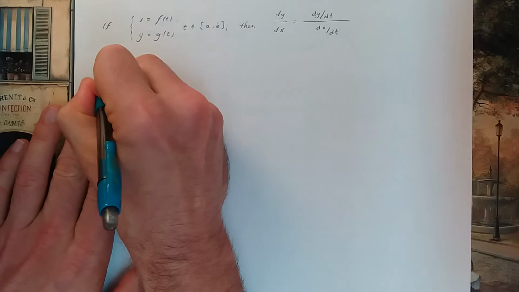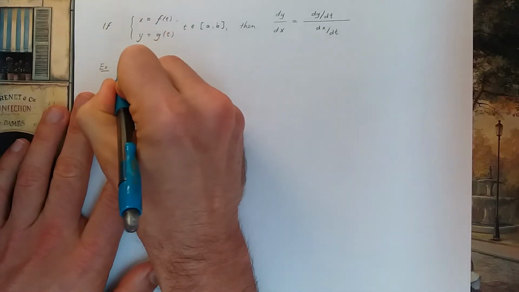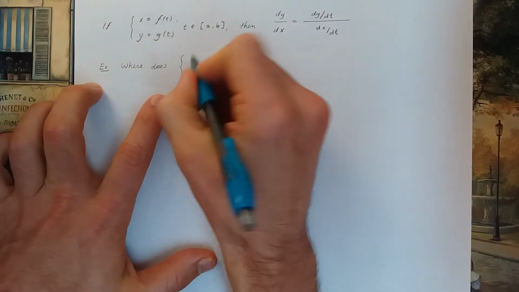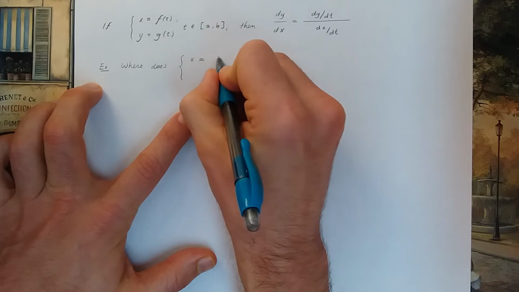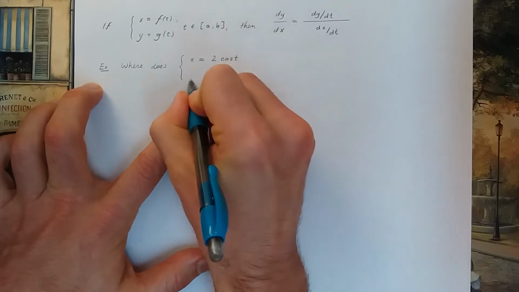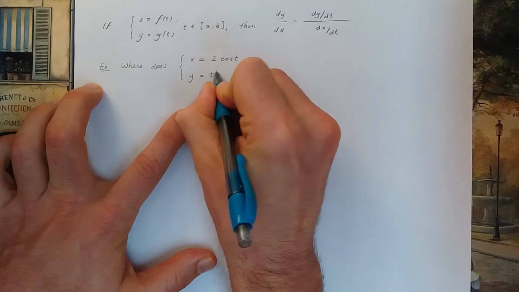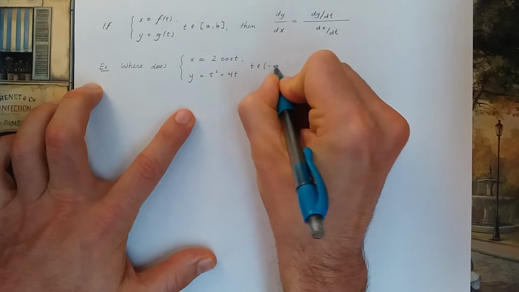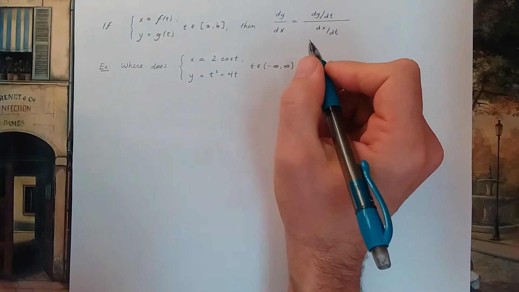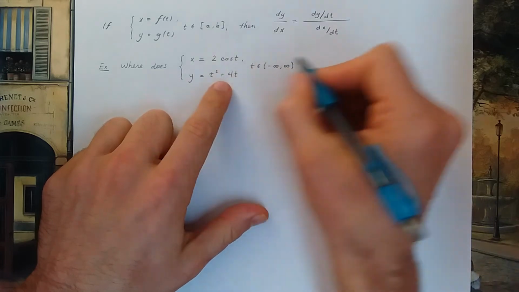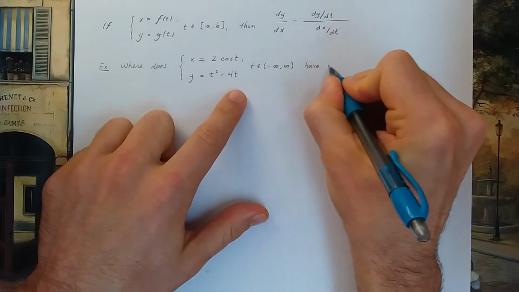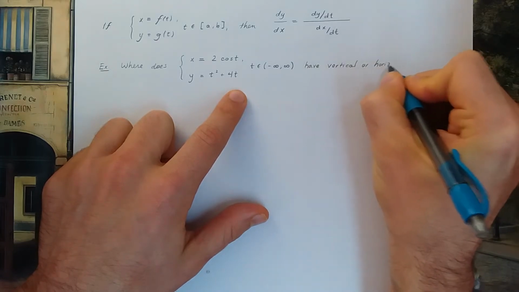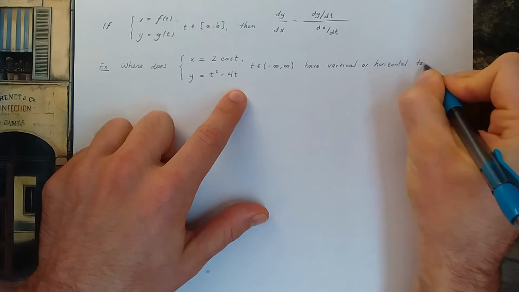Here's an example. Consider the parametric equations x equals 2 cosine t, y equals t squared plus 4t, and I'm going to say t could be any real number whatsoever. So where does the graph of this parametric equation have a vertical or horizontal tangent line?